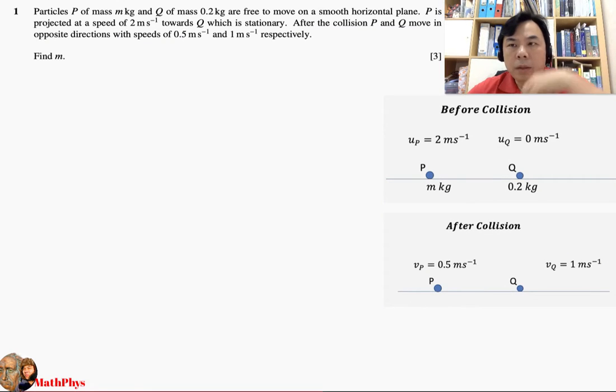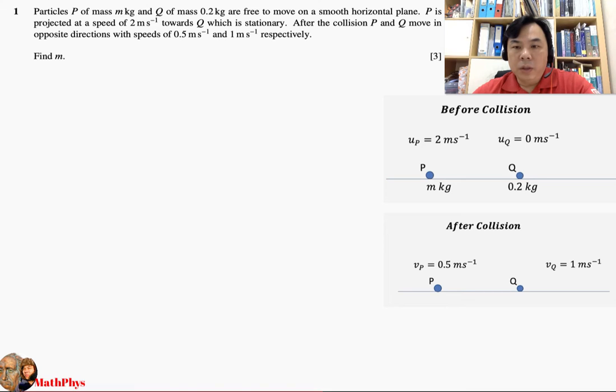All right, welcome back. This is our first question from the past year paper, June 2020, paper 43. Let's read it through before we start. Here you have particle P and particle Q, as shown in the diagram. Each one has a mass of m kg and 0.2 kg respectively. P is projected at a speed of 2 meters per second towards Q, which is initially stationary.